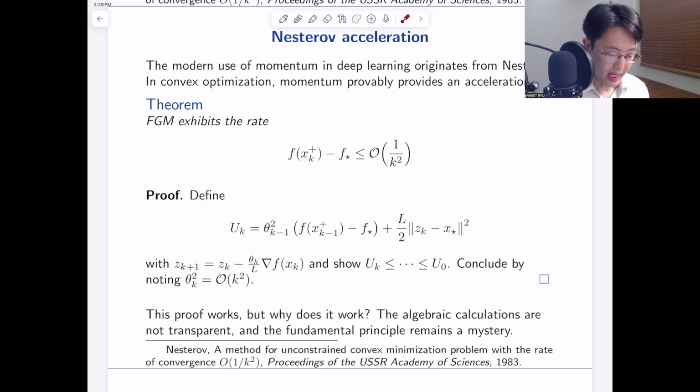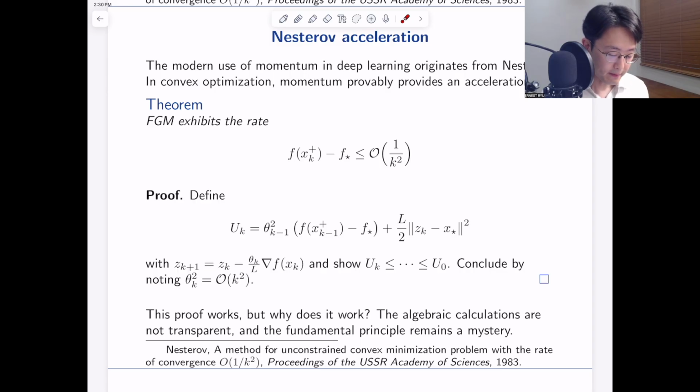For this proof, for example, where did this Uk definition come from? How did one come up with this? What is this Z thing? Why does this Z thing not appear in the algorithm? What is this thing? Why is this supposed to be helpful in the analysis?